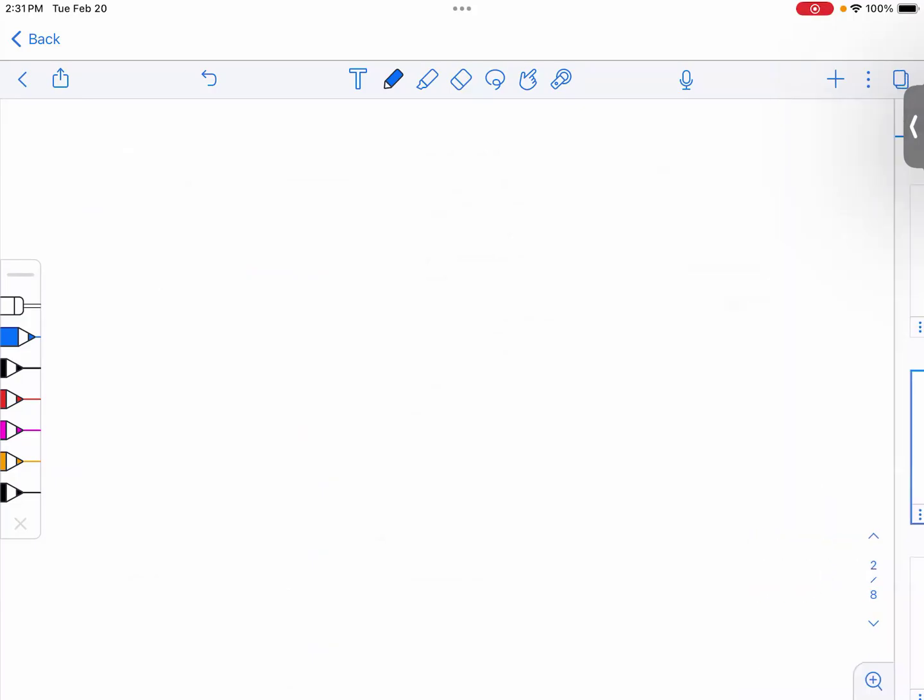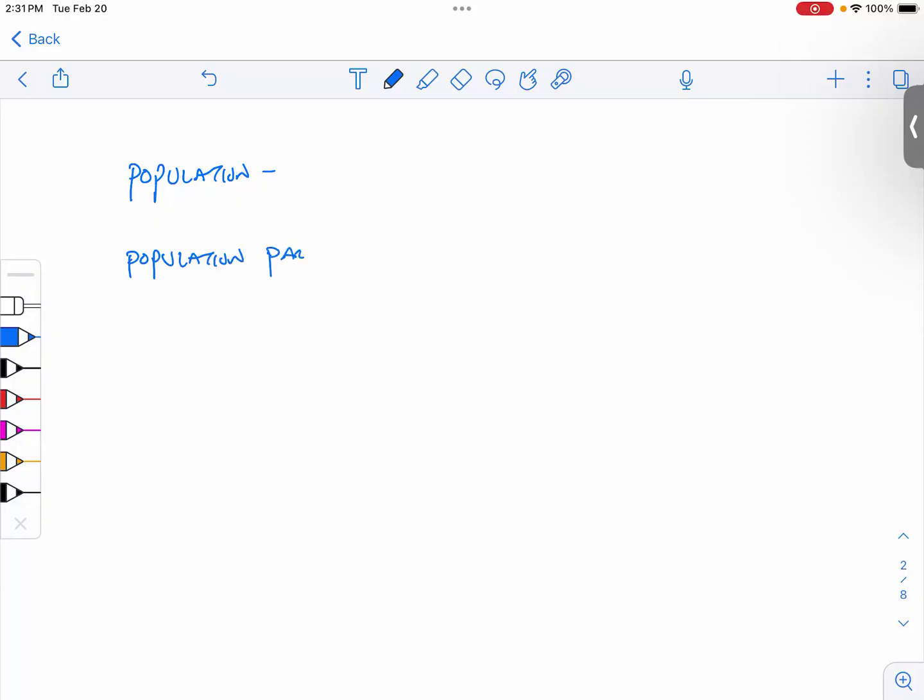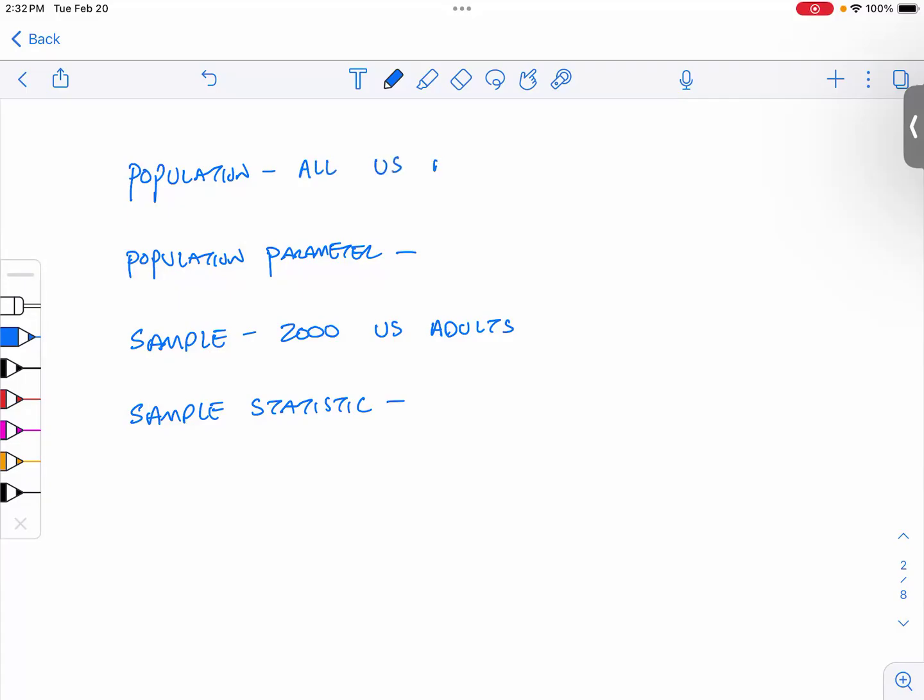So let's look at an example here. Let's start with a base sample of 2,000 US adults. This then generalizes to all US adults.